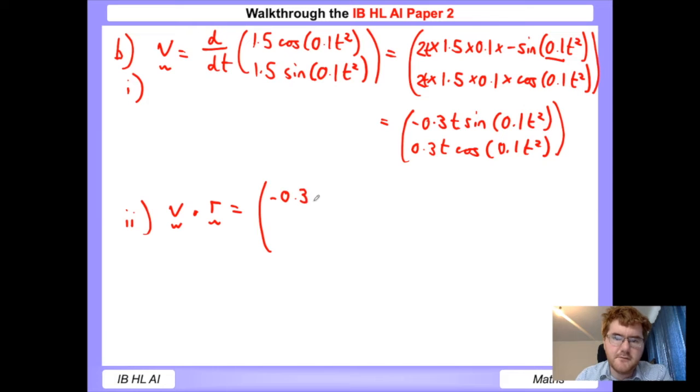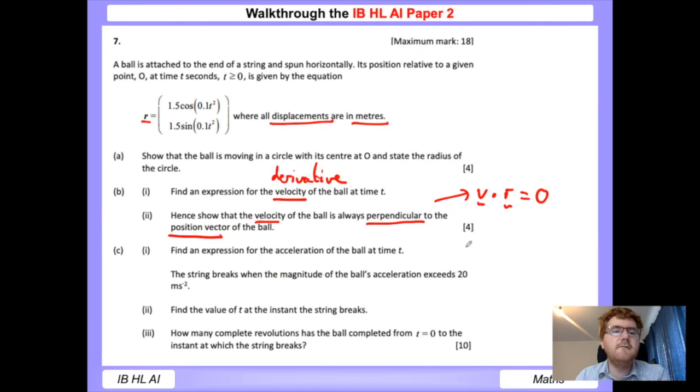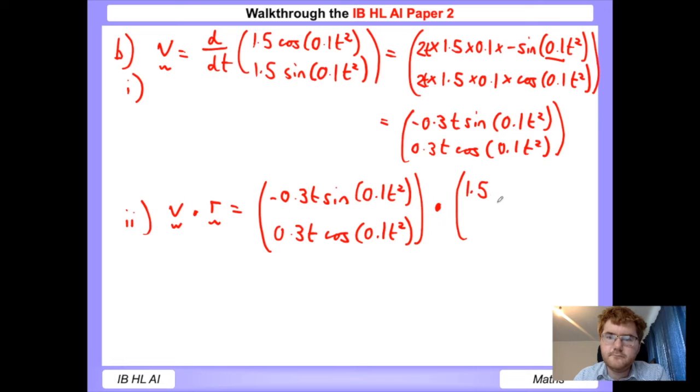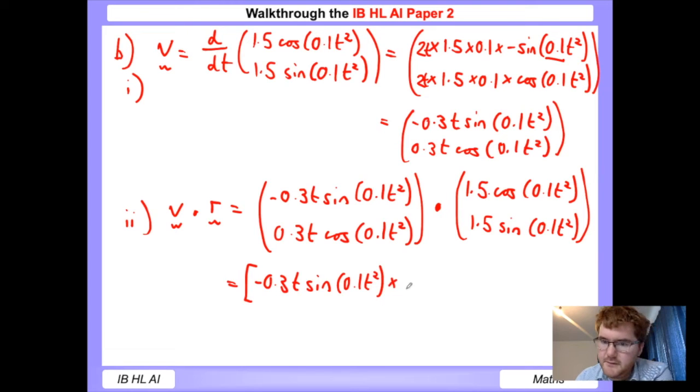So we've got 0 minus 0.3 t sine 0.1 t squared, 0.3 t cos 0.1 t squared. I'm going to find the dot product with our initial vector, which was 1.5 cos 0.1 t squared, 1.5 sine 0.1 t squared. Remember, to work out the dot product, all we do is multiply this by this and then add on the product of this times this. So this is going to be a little bit on the ugly side, but let's keep going. So minus 0.3 t sine 0.1 t squared times 1.5 cos 0.1 t squared.